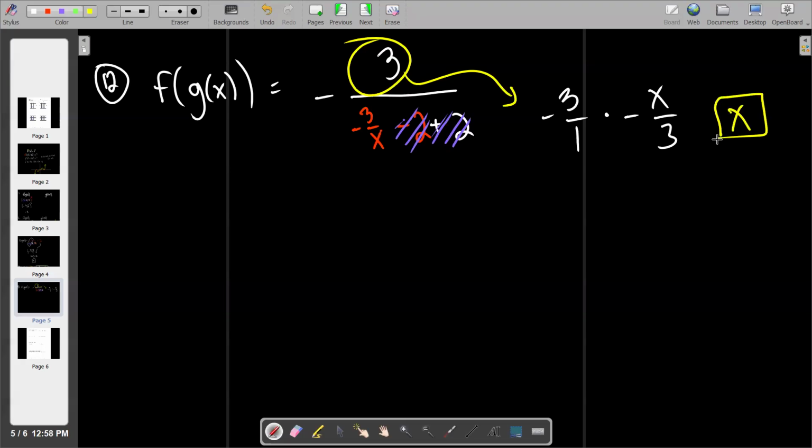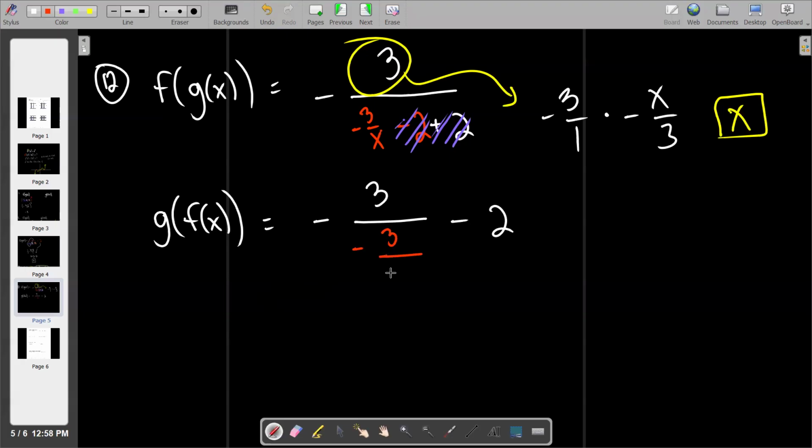Do you want to go the other way together also? Sure. Okay. So if we do the other direction, if we do g of f of x, then that's the negative of 3 over blank minus 2. And down in that blank, we're going to put the function f of x. It's hard to keep track of all this. So down here is going to go a -3 over x plus 2.